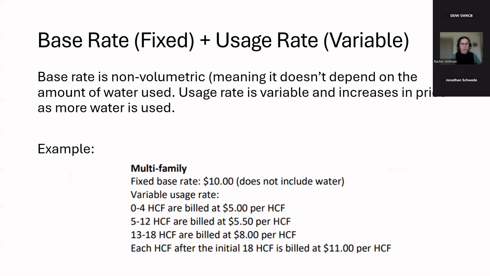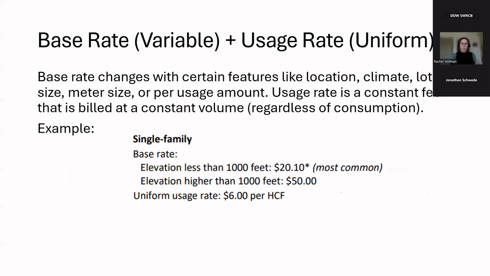We'll talk about this a little later on, but I've put this example up for a multifamily customer that would be charged with a $10 base rate. And then for each 100 cubic feet of water that they use within these tiers, so 0 to 400 cubic feet of water would be billed at $5 per 100 cubic feet, which is their unit of measure. And you can see it kind of goes up. So the more water that you use, the more you're charged per each unit of water used. And we'll go through a couple of these examples a little bit in more detail later on.